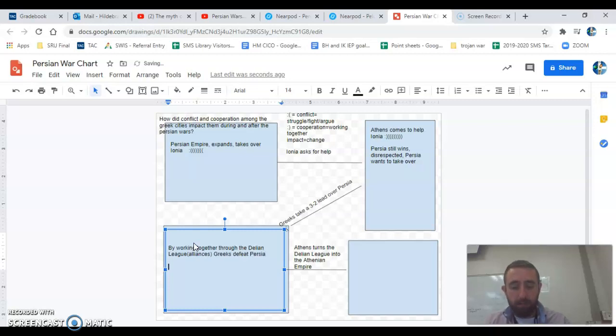So by working together, they end up winning the entire war, even though they were much smaller and, I don't know, their army was just way outnumbered. But they end up winning through intelligence, tactics, but then also just working together in that cooperation. And so we got all smiley faces. That's cooperation. That's great. Okay, and then we started talking about what happened after the war.